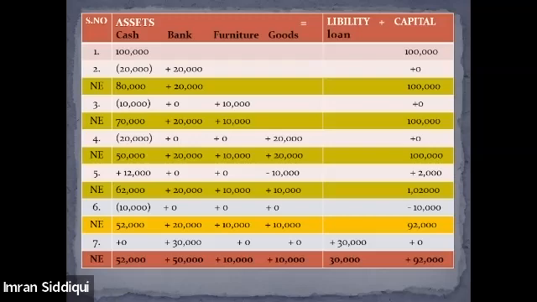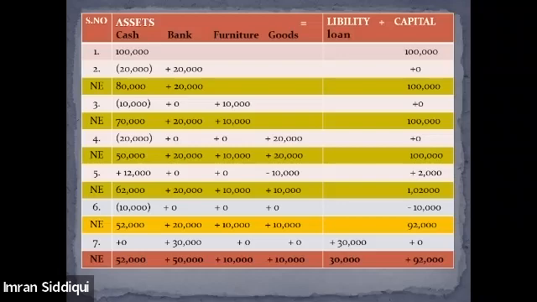Focus upon the last transaction, the seventh one. In the seventh transaction, what is happening? I've added 30,000 in the bank balance. Earlier, the bank balance was 20,000, and I've added 30,000 to it. On the right-hand side of the equation, a liability by way of loan has been added, so just under that, we have added 30,000.